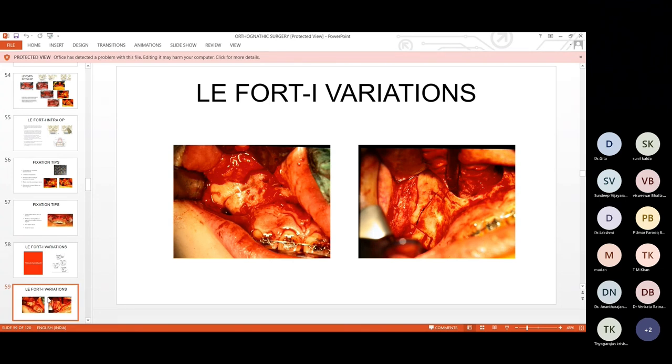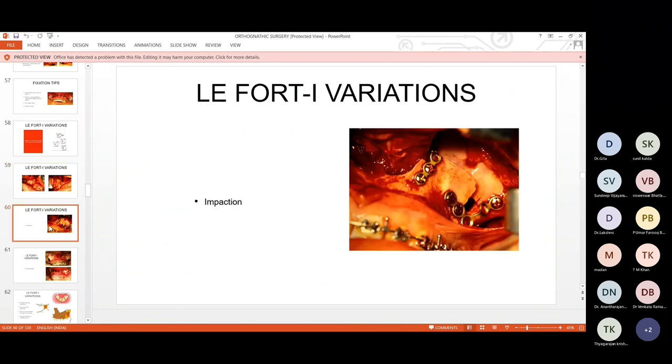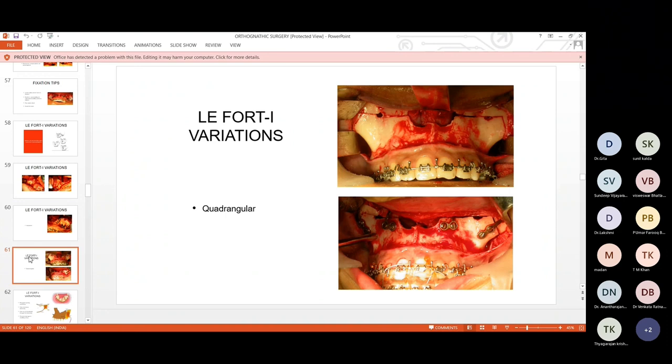You can see that this is an impaction in which we have put the maxilla back into the position and then we have jammed it straight. This is the quadrangular one in which the body of the zygoma is also partly osteotomized and then brought forward.